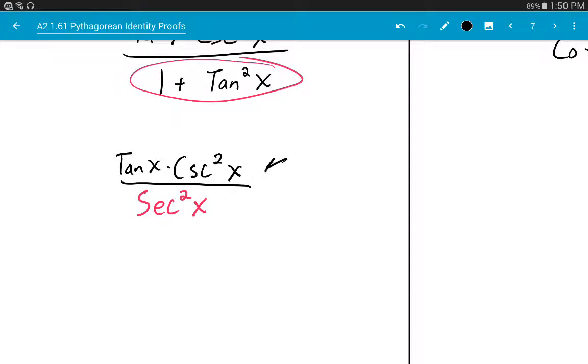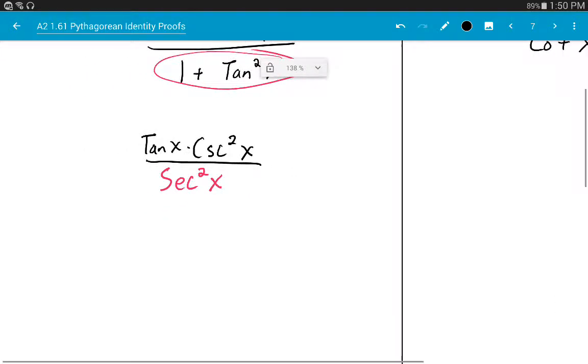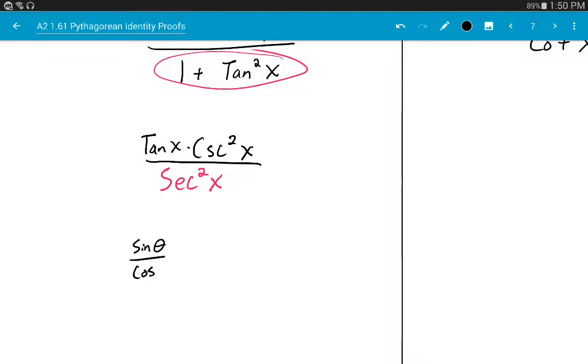I'm going to keep the numerator black and I'll keep the denominator red so we can keep track of everything. Tangent becomes sine theta over cos theta. Cosecant squared, cosecant's 1 over sine, so this is 1 over sine squared. Oh, I keep changing back to theta out of habit. Let me keep these x's. You can change them if you prefer, it doesn't matter, but I'm keeping with the question. So this is 1 over sine squared, all over secant squared, which is 1 over cos squared x.